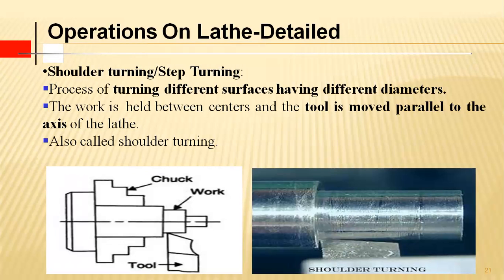Shoulder turning or step turning is a process done at different surfaces to get different diameters in a single workpiece. The work is held between the centers, and the tool is moved parallel to the axis of the lathe up to a particular length. The length on the work part will be specified, and up to that range the machining process will progress. This is called the shoulder turning process.